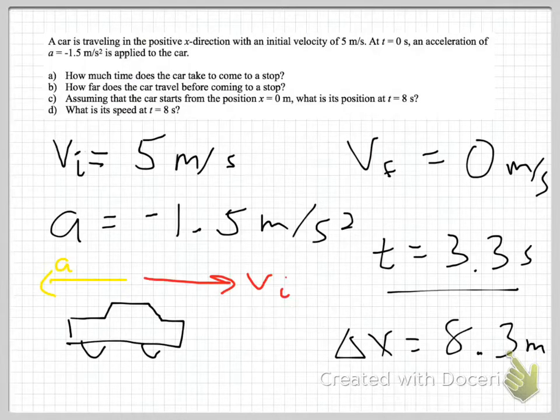We've thought through it physically. Now, let's see if we can put some math to it. What is the first thing I'm asked? Assuming that the car starts from the position x equal to 0 meters, what is its position at t equal to 8 seconds?